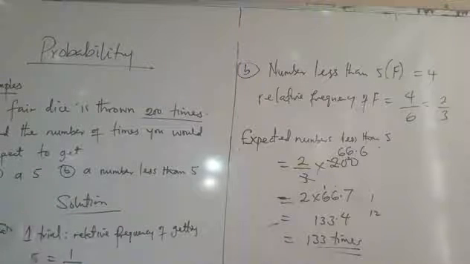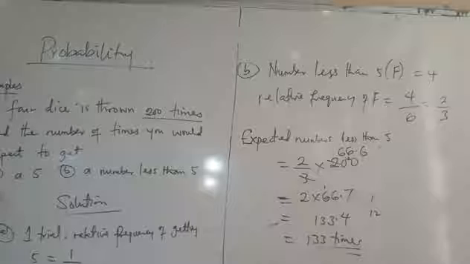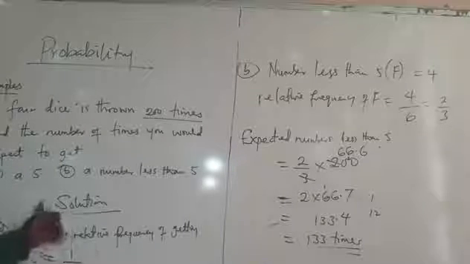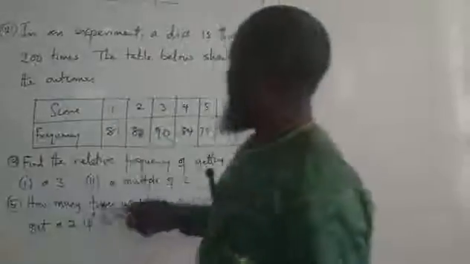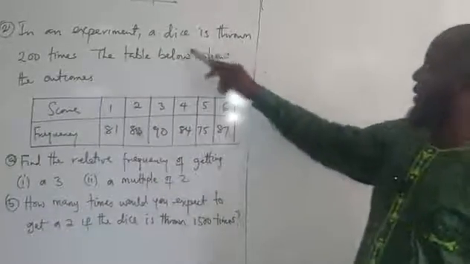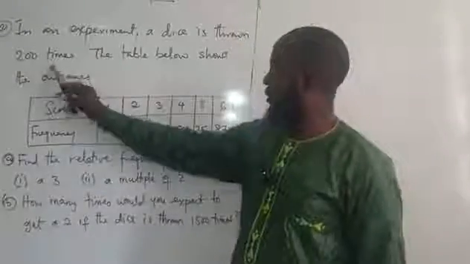So that is that on this. We look at another example to round this part up before we move to the next objective. This is the second example. In an experiment, a dice is thrown 200 times. Sorry, 500 times.